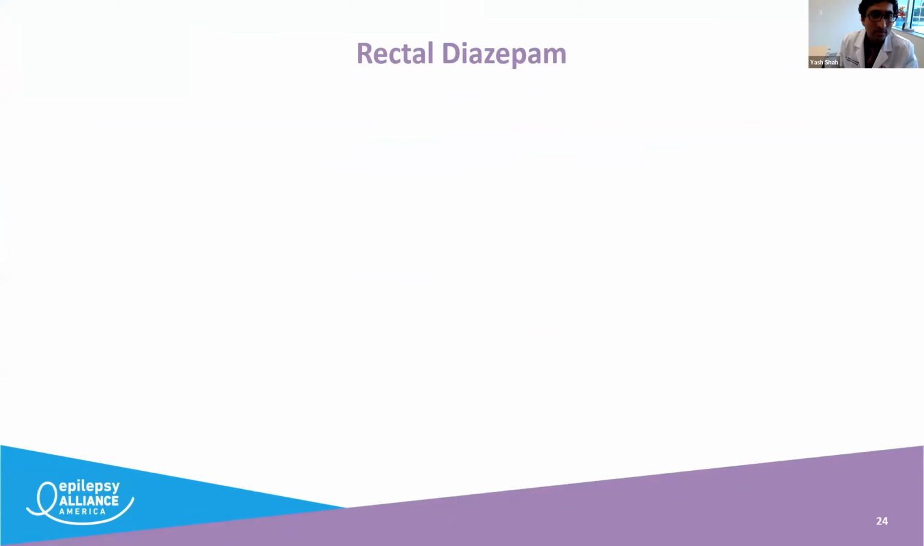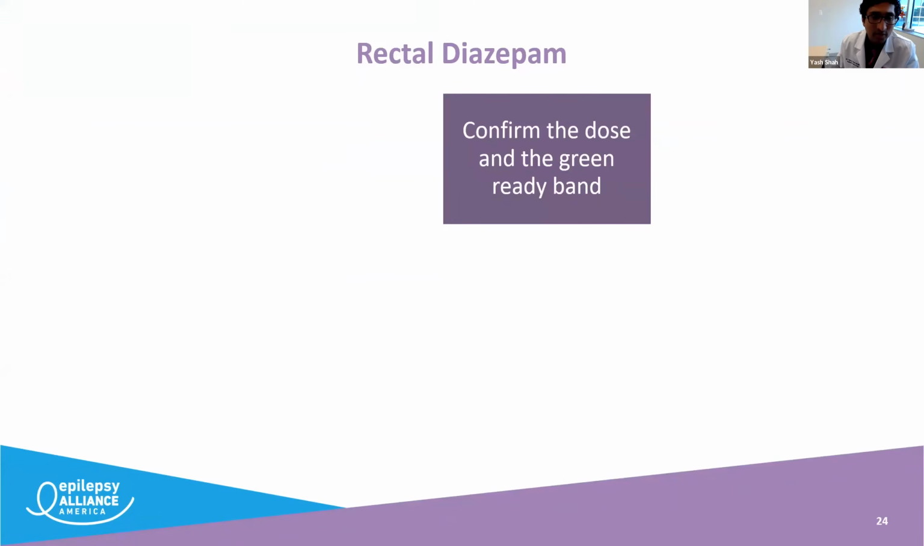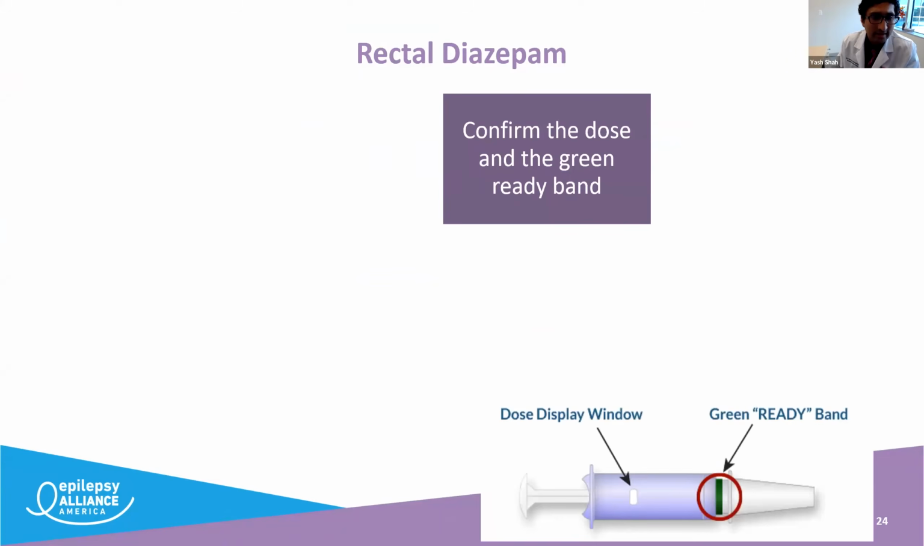So again, just to quickly discuss rectal diazepam, because that's the one that we use more frequently, I'm going to give you a little more information on it. First and foremost, when you get rectal diazepam from your pharmacy, check your dose on the display window, which is right here. The next thing you need to do is make sure that there is a green ready band present on your injection.